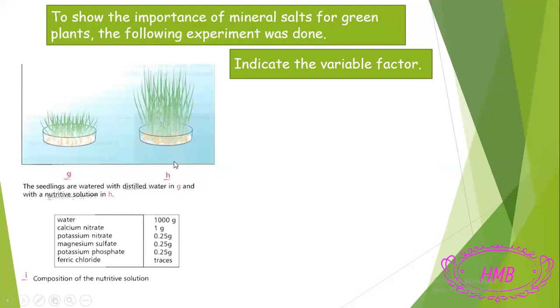So from this experiment, from the title, the plants or the seedlings are watered with distilled water here, while here with nutritive solution. Since the nutritive solution has mineral salts, معناتها in G there was no mineral salts لأنه I have only water. Why in H I have everything? So what's the variable factor?